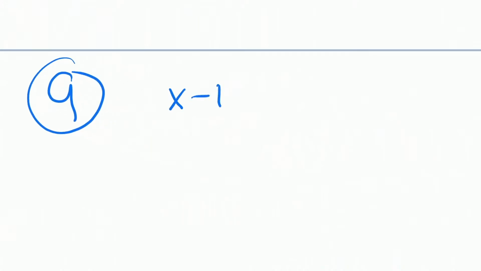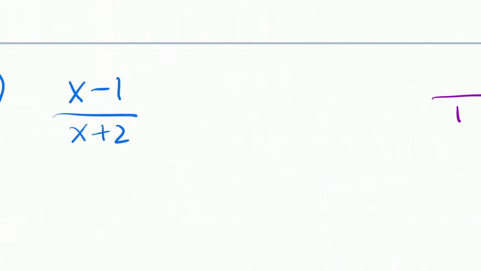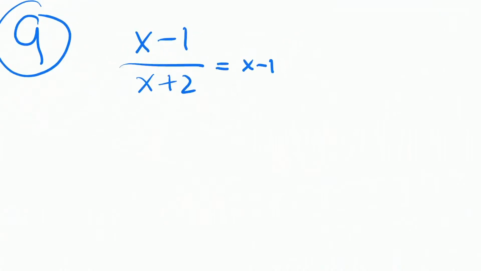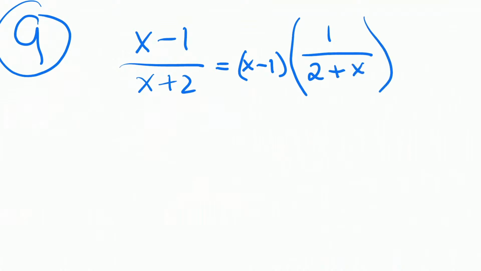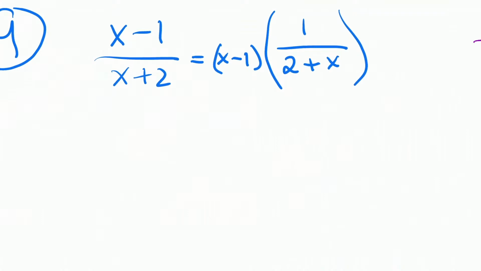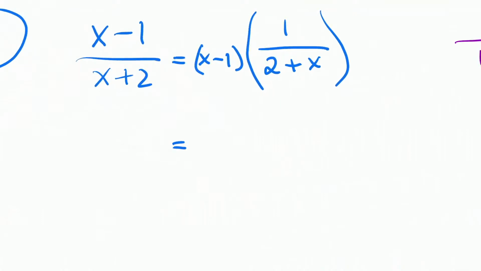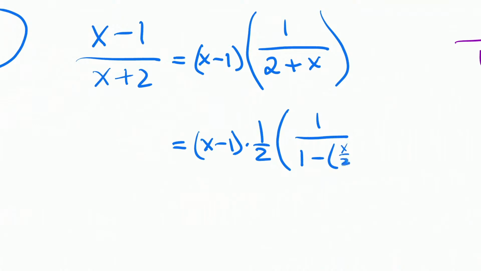But right now we're going to start with number 9, x minus 1 over x plus 2. So without belaboring this, let's just go ahead and say that the x minus 1 is problematic. So I'm going to move that outside. And then I'm going to do this 1 over 2 plus x. So there's the first step that I would do. There's probably other ways to do this, but let's just go with this. And then this thing will be x minus 1 times 1/2 times 1 over 1 minus x over 2.